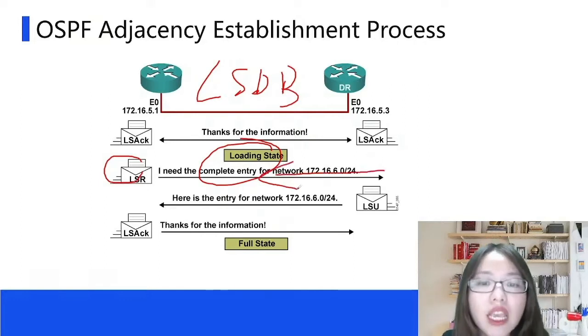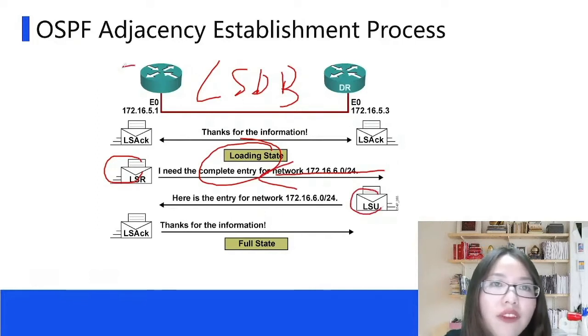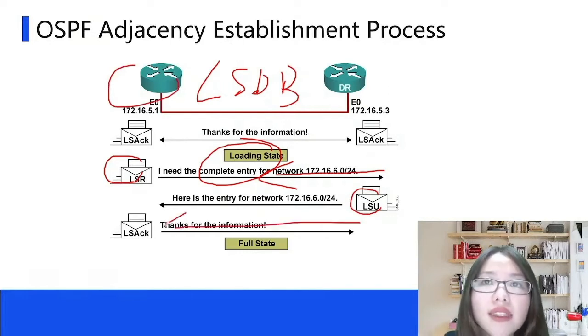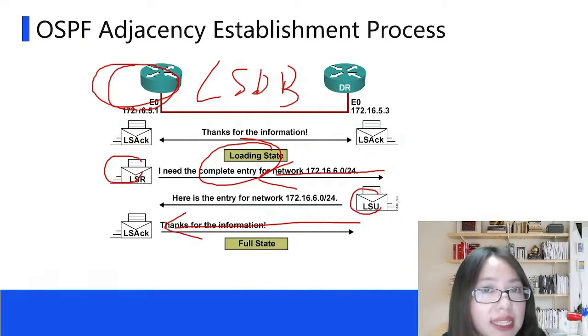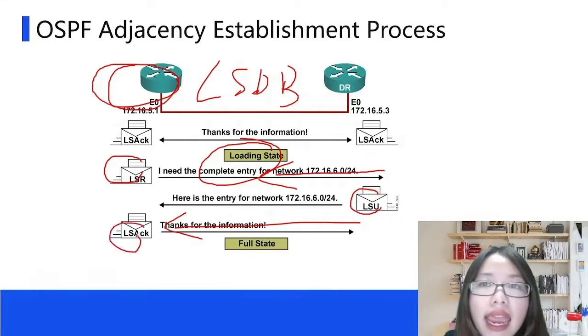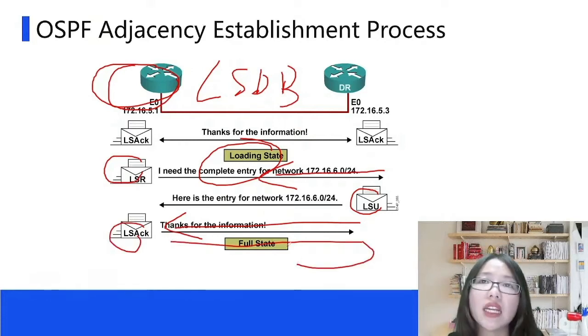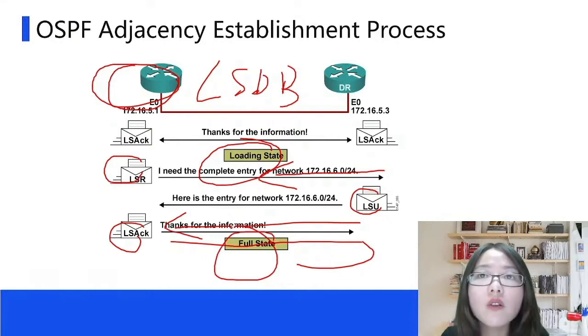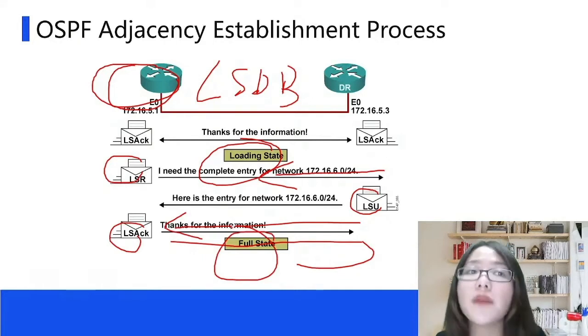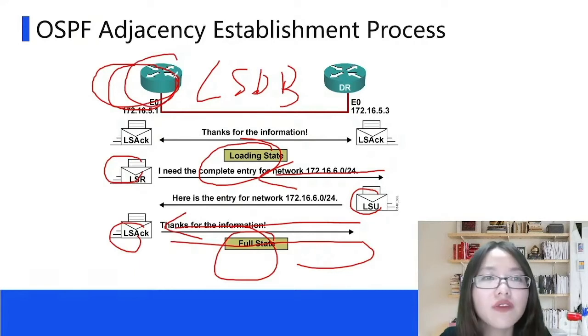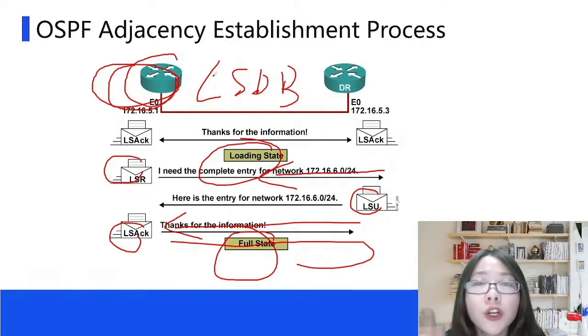So the device will send the LSR and request the LSA from the neighbor. After the neighbor receives the LSR, it will respond with an LSU. When the device receives the LSU from the neighbor, it will save this LSA in its own link state database and send the LSACK confirmation. After the LSA exchange is completed, it will enter the full state, and all OSPF routers that form neighbor relationships have the same link state database. At the same time, the device will send hello packets regularly to maintain the neighbor relationship.